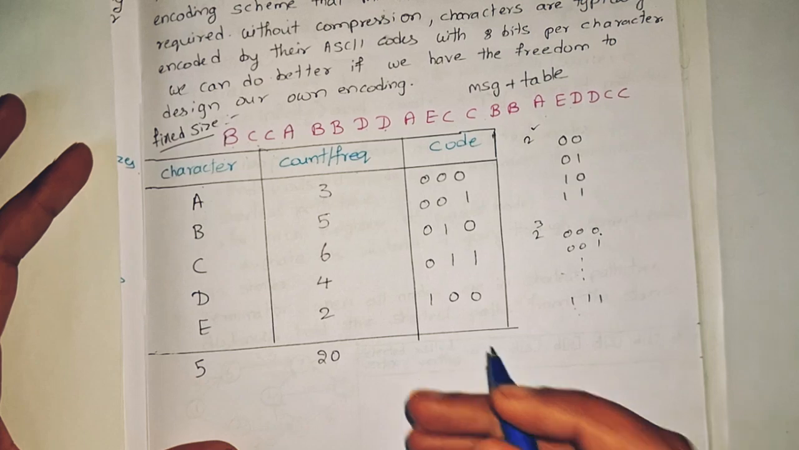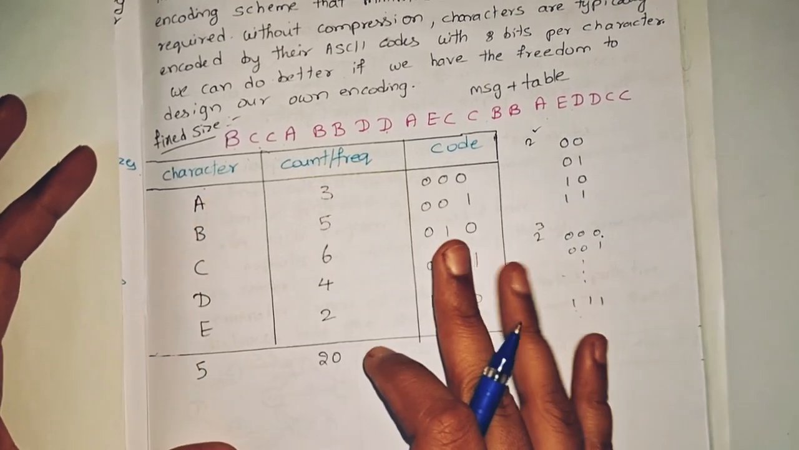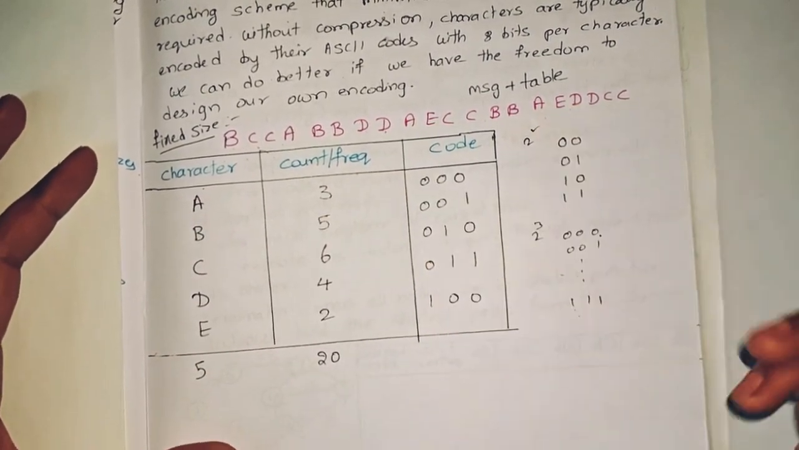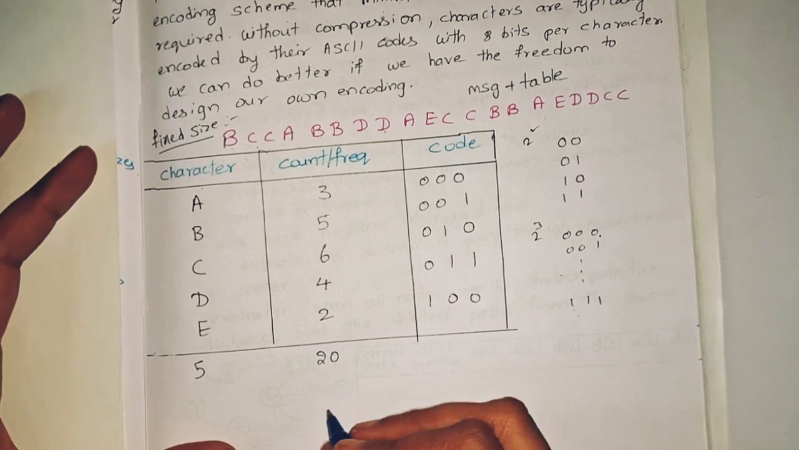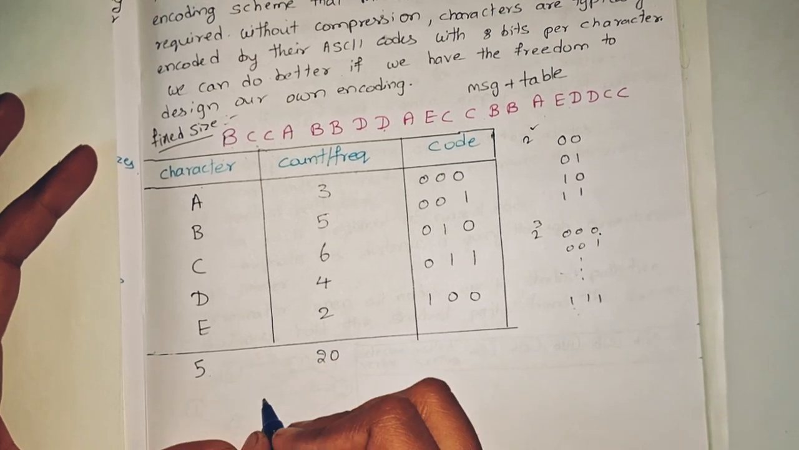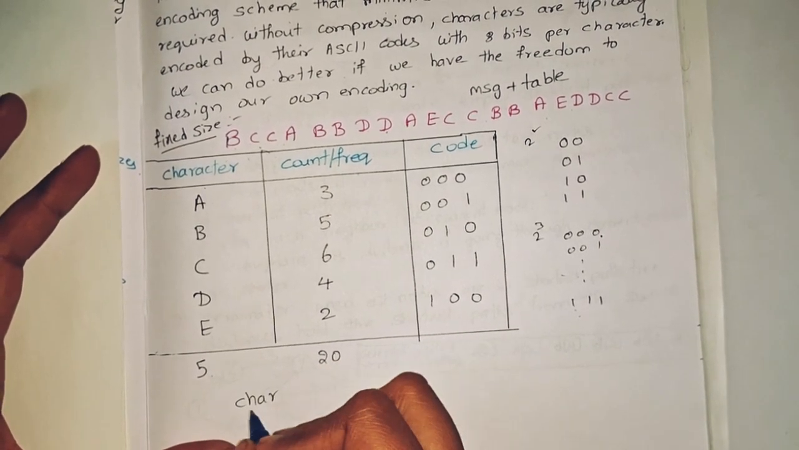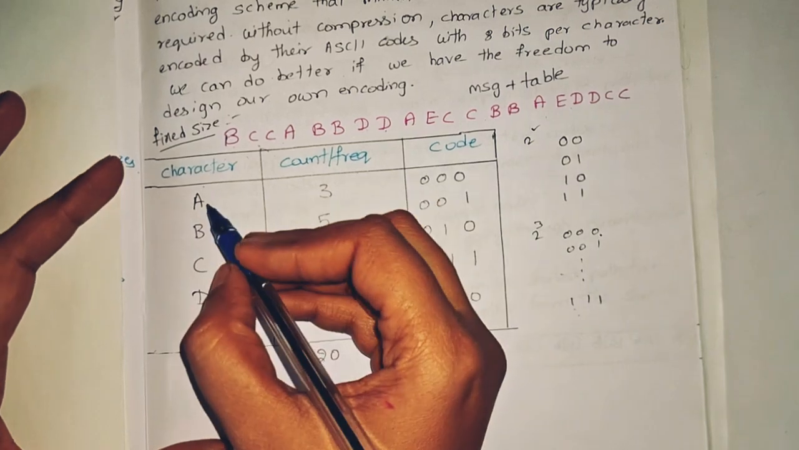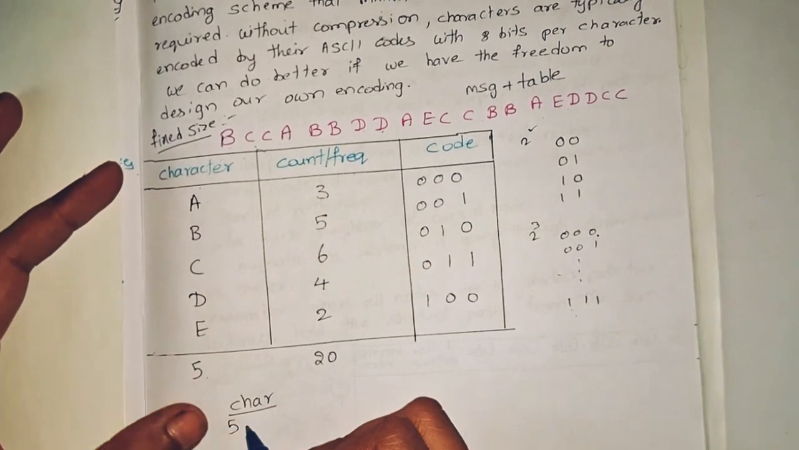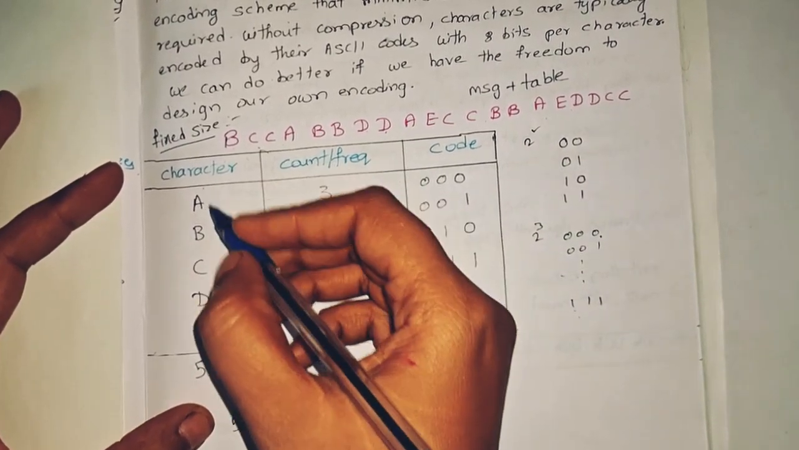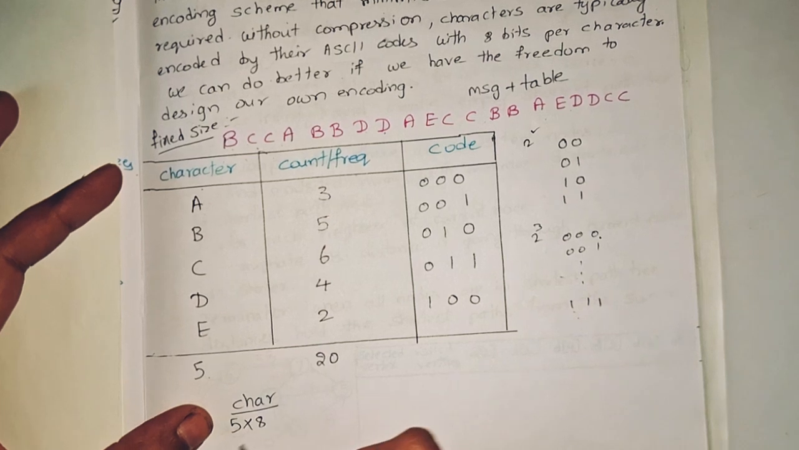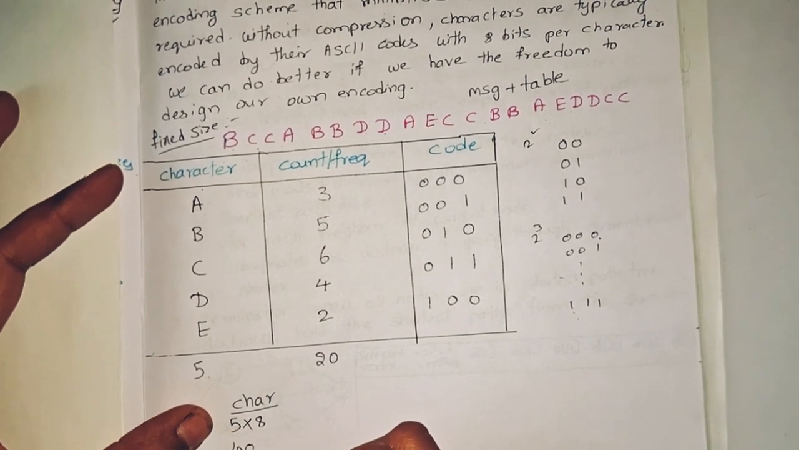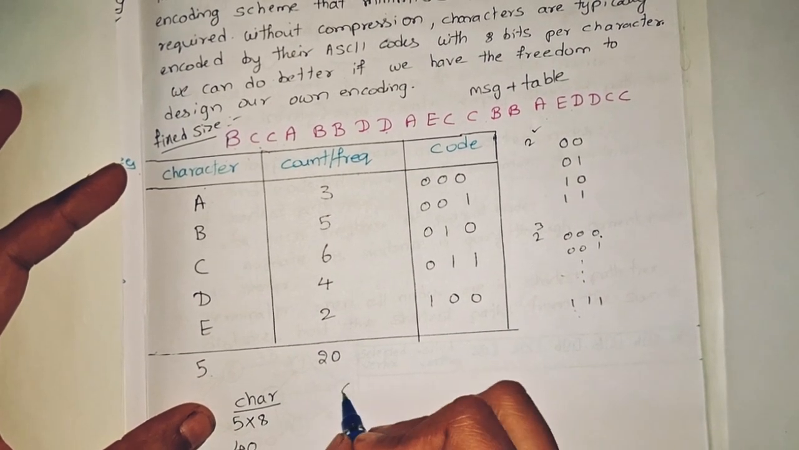Okay. So now we need to attach all these details along with the message. Character is 5, and each character has 8 bits. So 5 into the ASCII value of each character, which is 8 bits. So 5 into 8 is 40 bits of data. And codes.